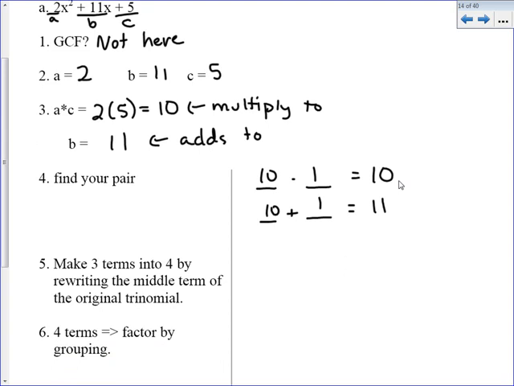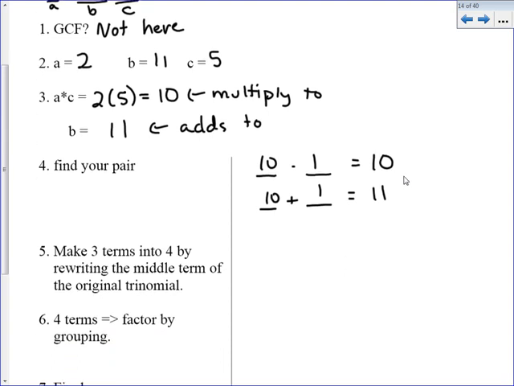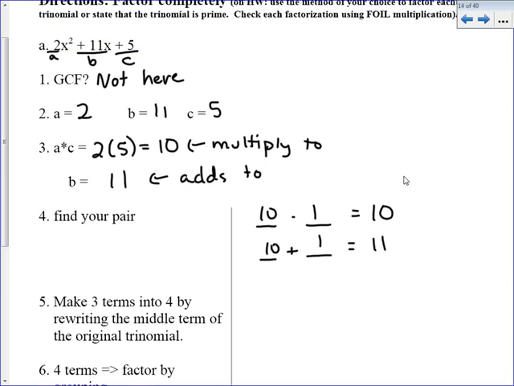Now the next step is the one that people forget. People find the pair and then they forget what to do with it. I want to factor this by grouping. How many terms do I need to factor by grouping? 4. How many do I have in my original problem? 3. These two numbers are going to replace one of them in my original problem, and that's going to give me 4 terms altogether. Which one of those terms can get replaced with a 10 and a 1 without changing its value? B. It's always the middle.